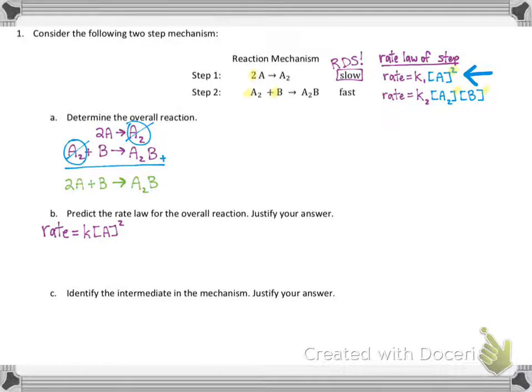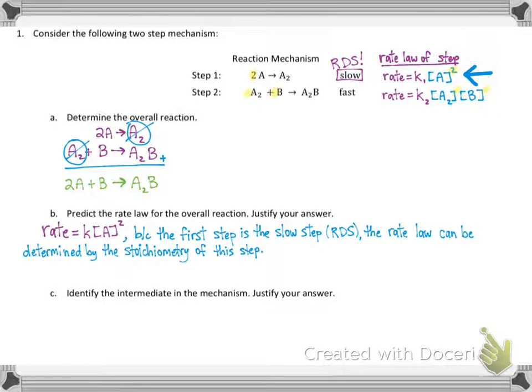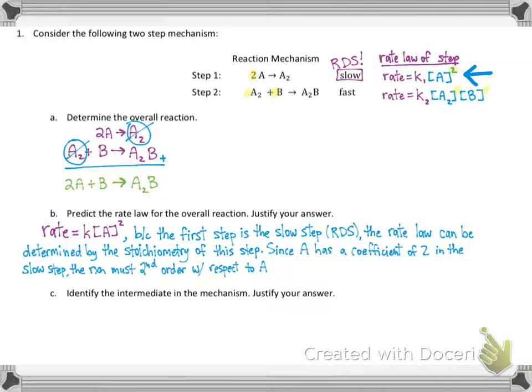First, we have to specify which one was the rate determining step, or the slow step. That means the rate law actually can be determined by the stoichiometry. Well, since A has a coefficient of 2 in the slow step, the reaction must be second order with respect to A. And of course, B, which is one of our reactants, doesn't even show up in the slow step. So that's why it's 0th order with respect to B. I know that was kind of a long thing to write, but the important part is talking about the coefficients. Remember, A has a coefficient of 2 in the slow step, so that's why it's second order with respect to A. B doesn't exist, so it's 0th order with respect to B.